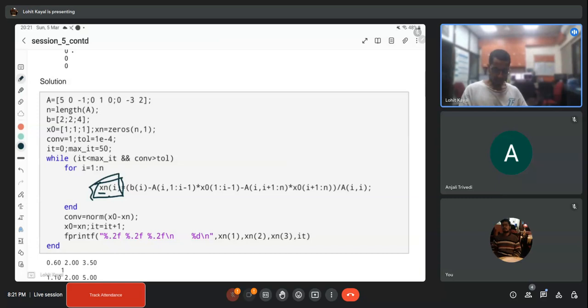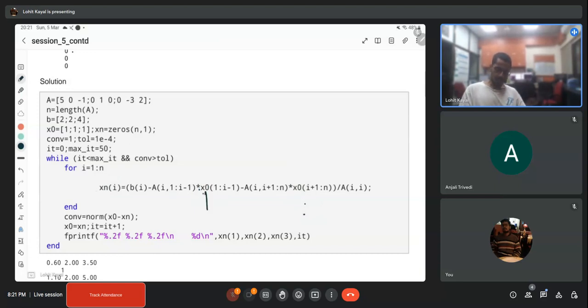That's why you may remember that in the Gauss-Seidel method it was xn, but here it is x0, and similarly it is the same here. So in both cases it will be x0 and x0. We are not updating values in between the process. So both of the codes are very similar to each other.